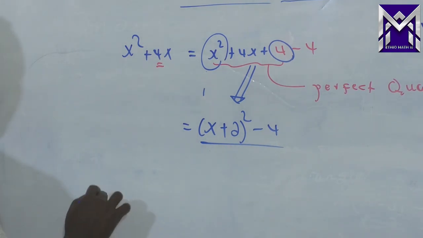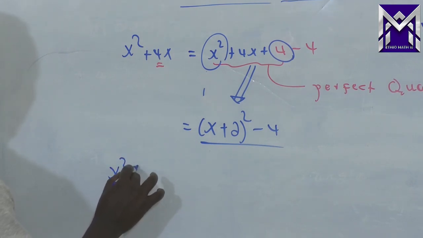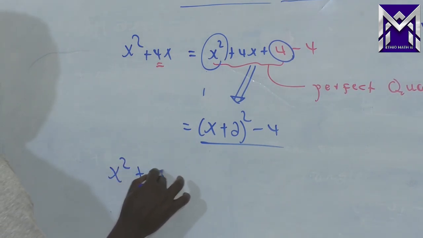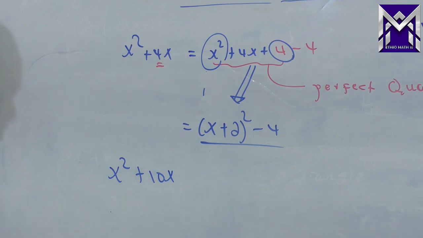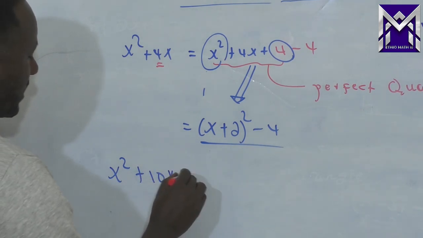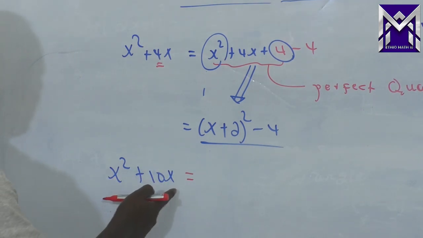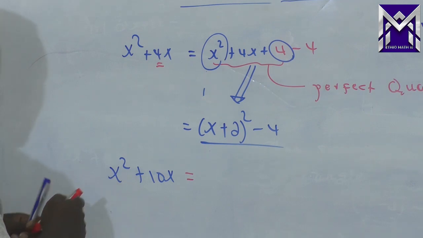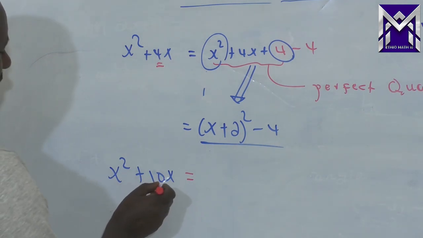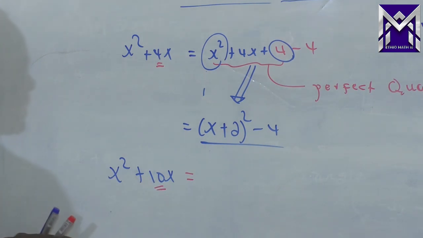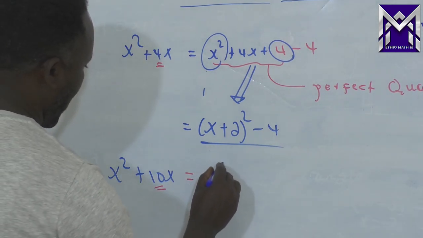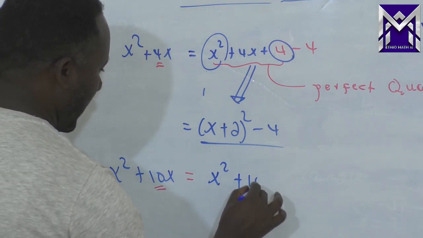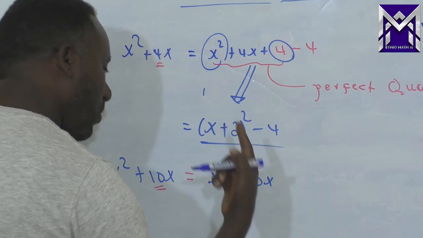Let's take another problem: x squared plus 10x. Again, to write this by the completing the square method, what do I do? What is the coefficient of x here? It is 10. So we have x squared plus 10x as it is. Now what do I do?